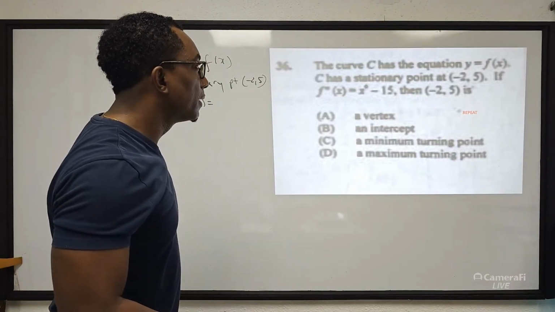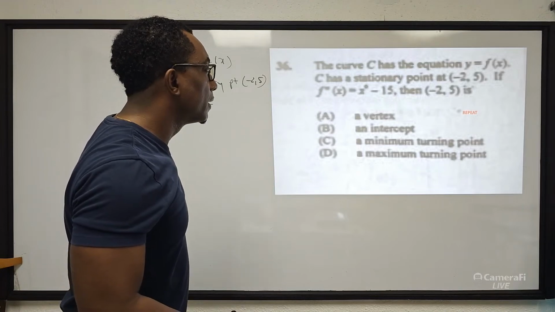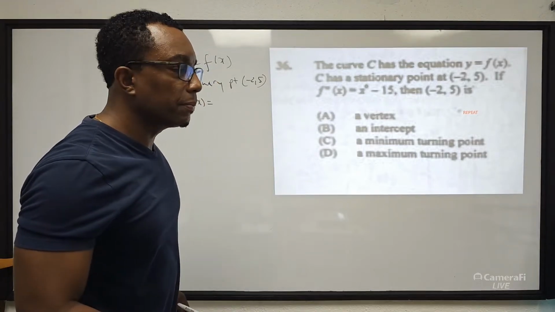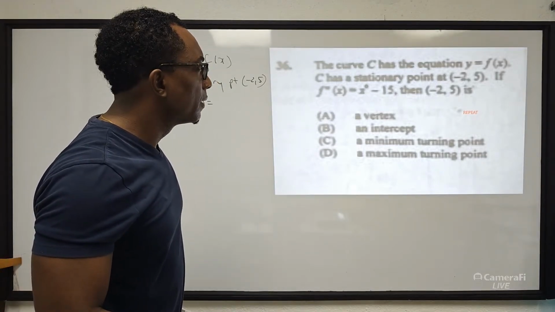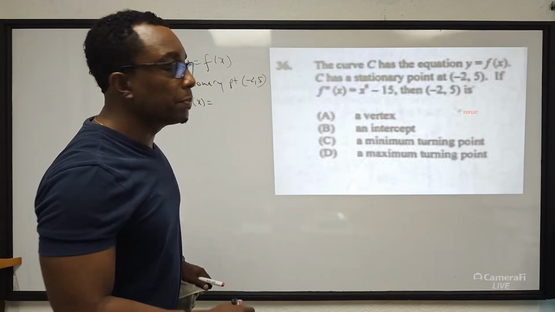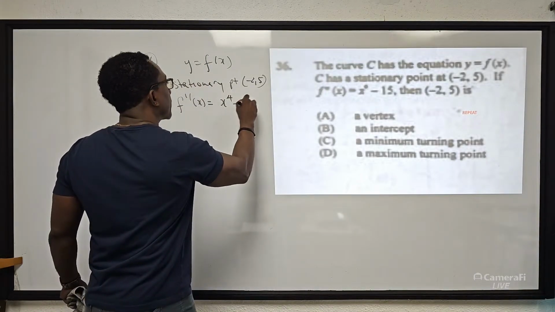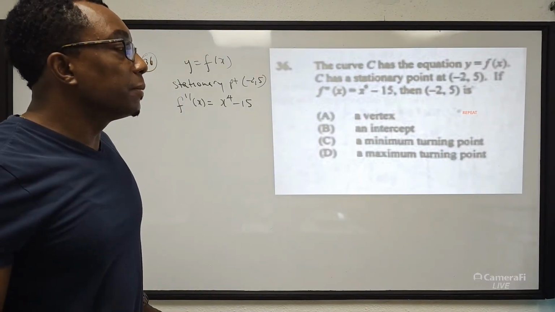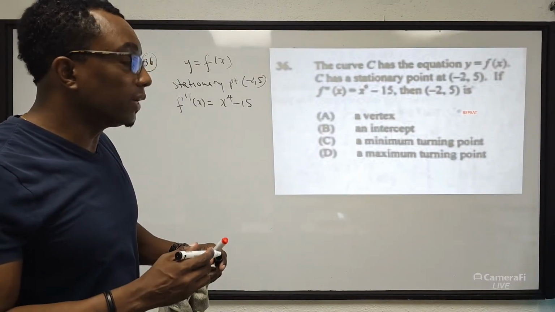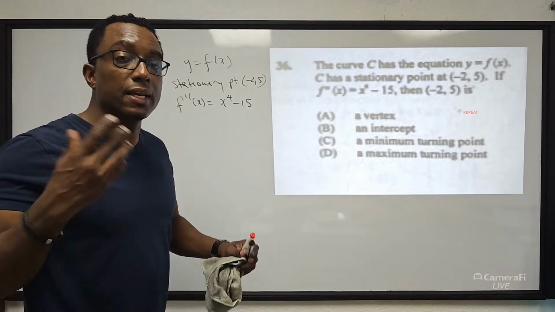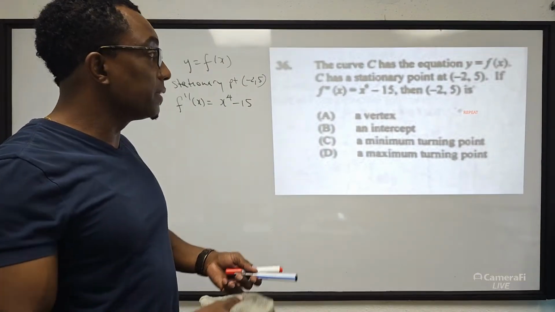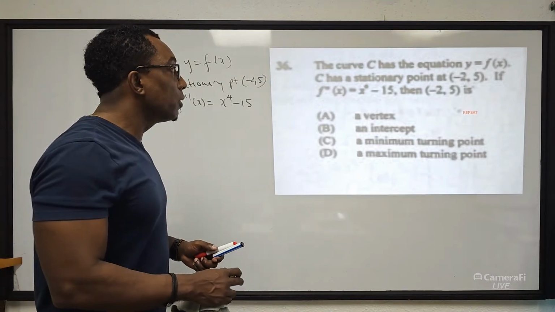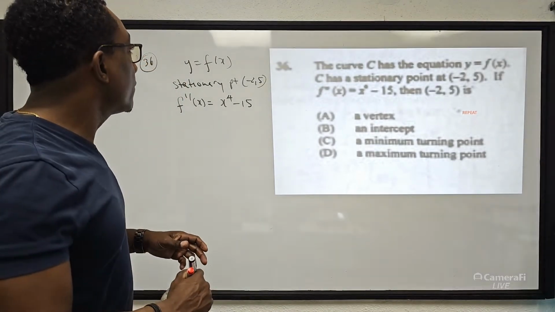to, I think it's x to the power 4 minus 15. Then what is the point negative 2, 5? What kind of point is it? Meaning what's the nature of that point? Is it maximum? Is it minimum? Right? So for us to treat with this, all the information is here.